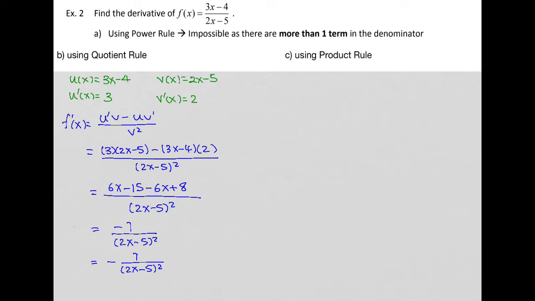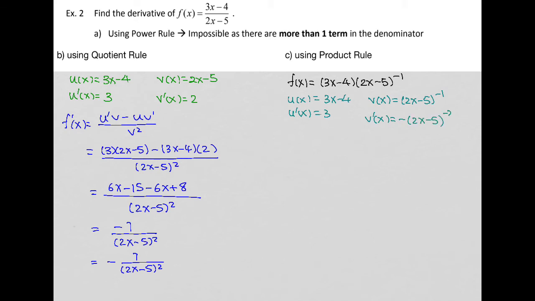Next, let's use product rule to differentiate this function. So first, let's rewrite f into a product. So bring up the denominator using exponent negative 1, and let's define our u and v. So our function u will be the first bracket. So u prime, once again, will be 3, but v prime will be different now because v is (2x minus 5) to the exponent negative 1. Then v prime will be negative (2x minus 5) to the power negative 2 times 2.